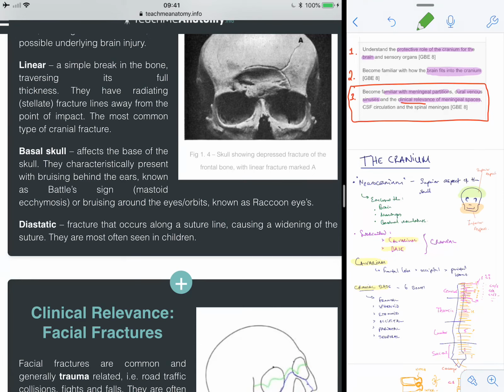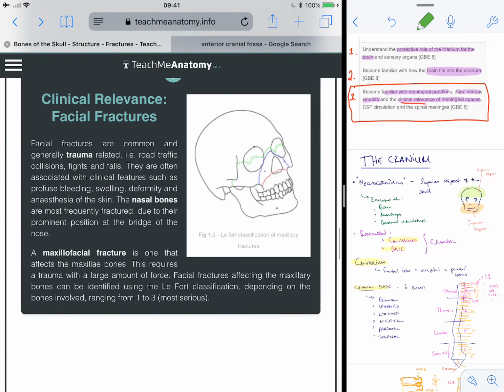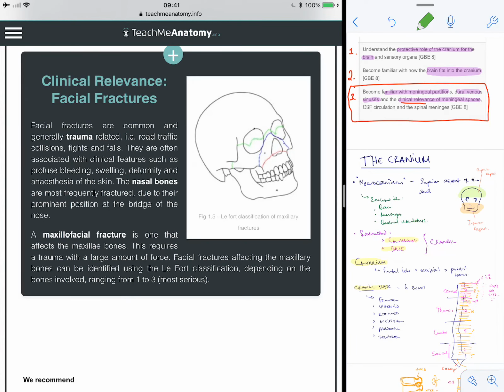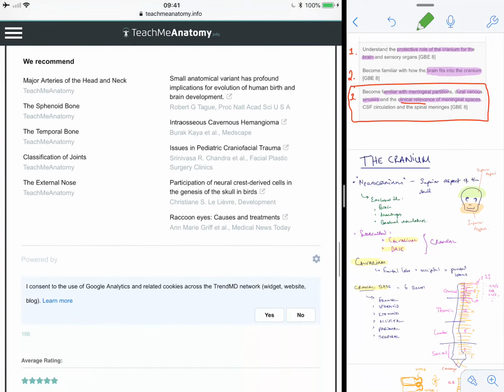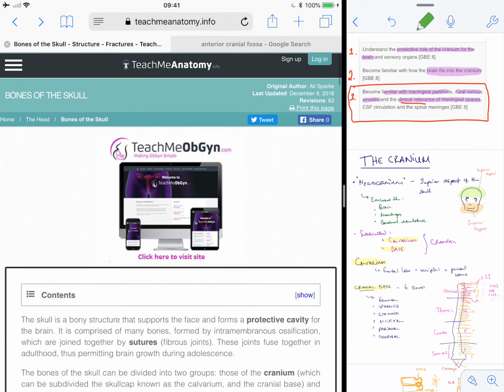A diastatic fracture occurs along a suture line, causing a widening of the suture. They are most often seen in children, and as I've vaguely touched on myself, you can probably see why that might happen. The sutures are less fused together, so it's understandable how that might happen. And then we've got some clinically relevant points of the facial bones, such as facial fractures. And that's it for this slide, for this page. Really.